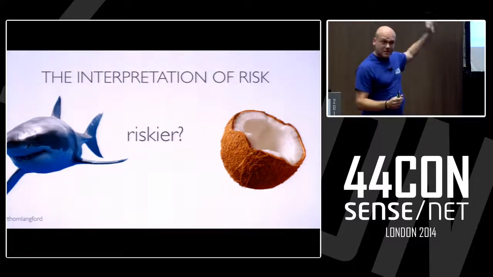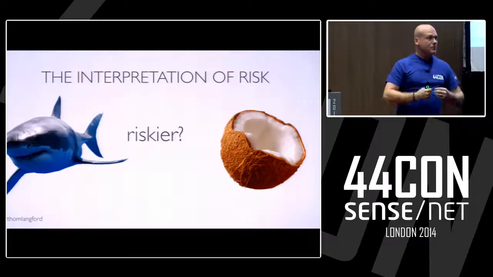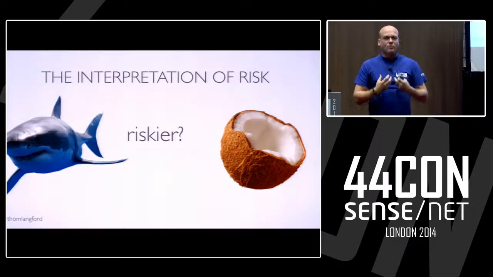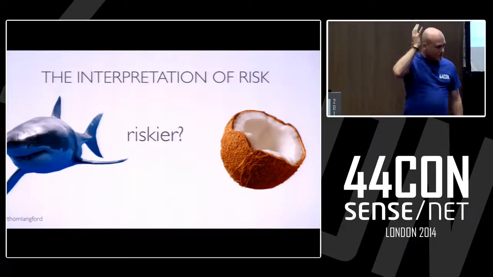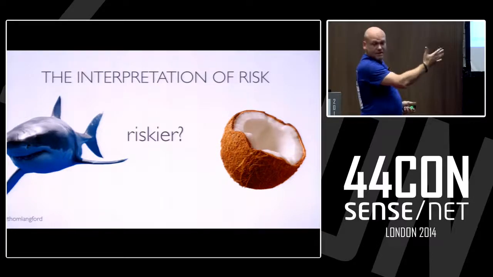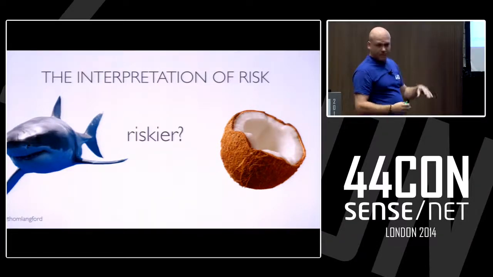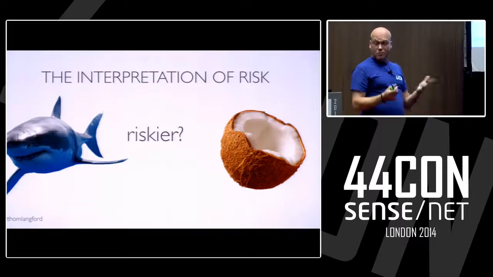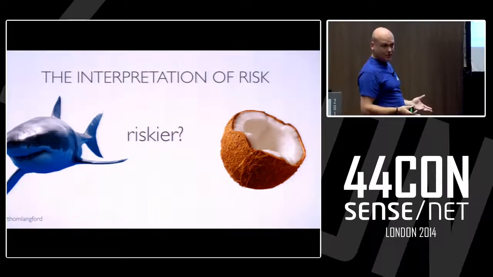But nonetheless, the image on the left obviously evokes a far stronger reaction in our little monkey brains than the image on the right. In fact, the image on the right just makes you hungry. But ultimately, that is a bigger killer on the right. So when you're laughing at the person running into the sea thinking they're going to get eaten by a shark, you're more likely to be hit on the head by a coconut and killed.